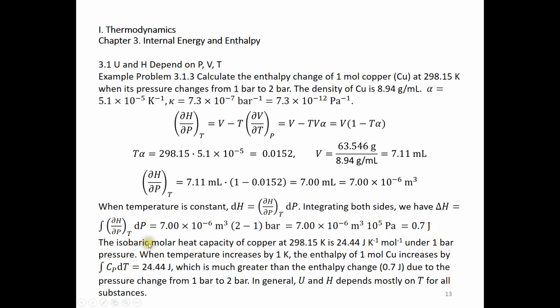We know the isobaric molar heat capacity of copper is about 24.4. You can look it up. When temperature increases by 1 Kelvin, the enthalpy of this copper increases this much. Again, that's when temperature changes by only 1 Kelvin. However, if you change the pressure from 1 bar to 2 bars, the enthalpy changes only by 0.7. Compare these two numbers, 24.7. So we're going to say enthalpy depends more on temperature than on pressure for copper.